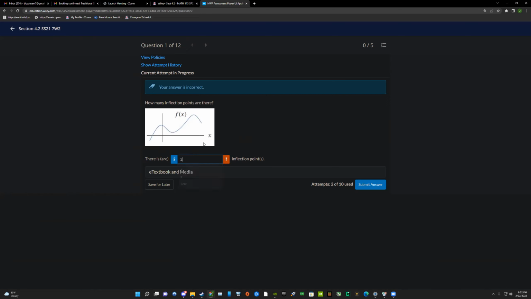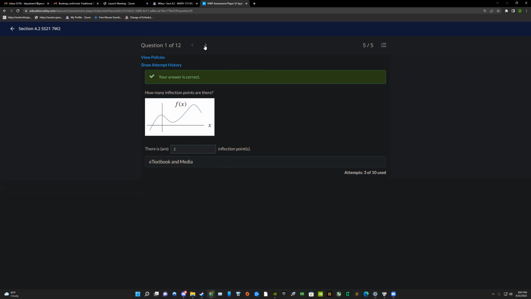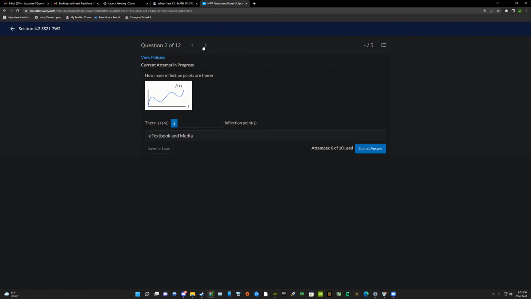I've got my mouse where there's one. Like, I see two inflection points. I see it goes from concave down, then concave up, and then concave down again. All right, concave down to concave up, that's 2. Concave down, concave up, is that 4?